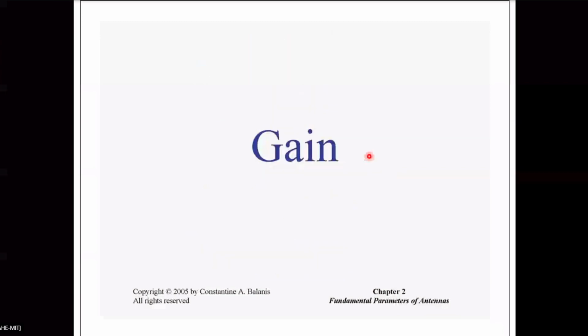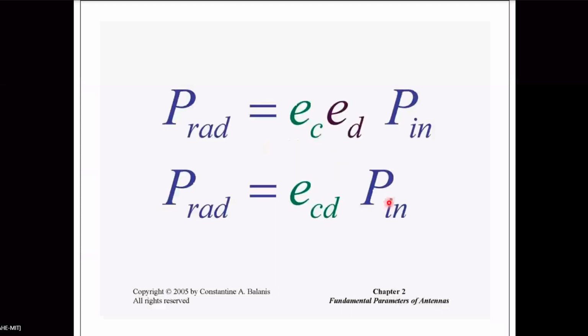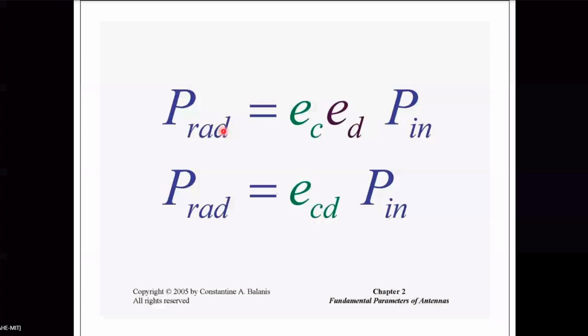Gain. Now we'll come to see gain. Now we have seen directivity. Gain is something similar to directivity. We'll see how it is defined. Now P rad is related to P in, the power input to the antenna, into the efficiency. If you remove the loss from the input power, all the remaining power will be radiated.